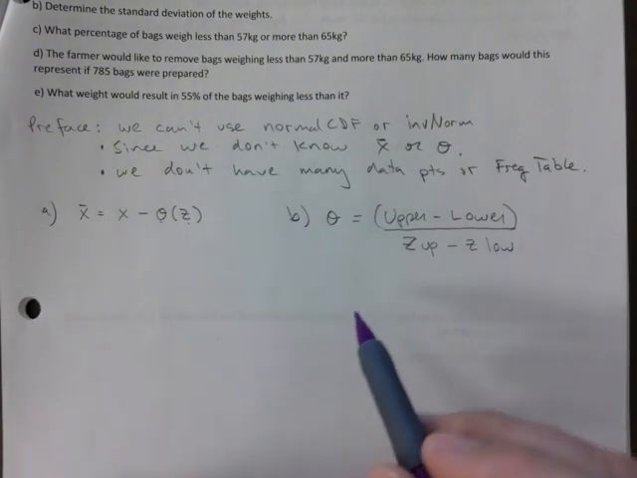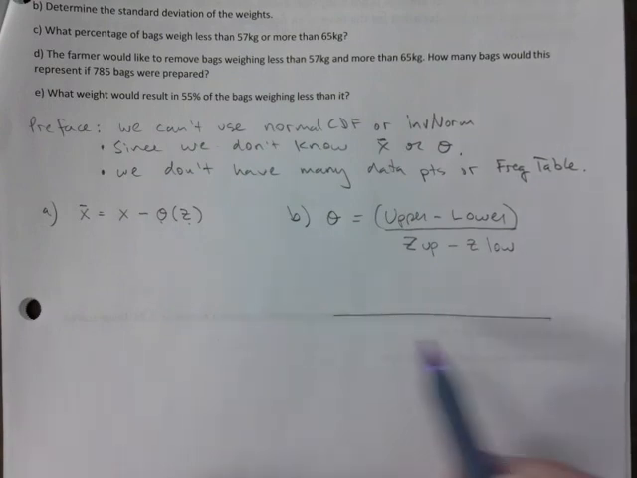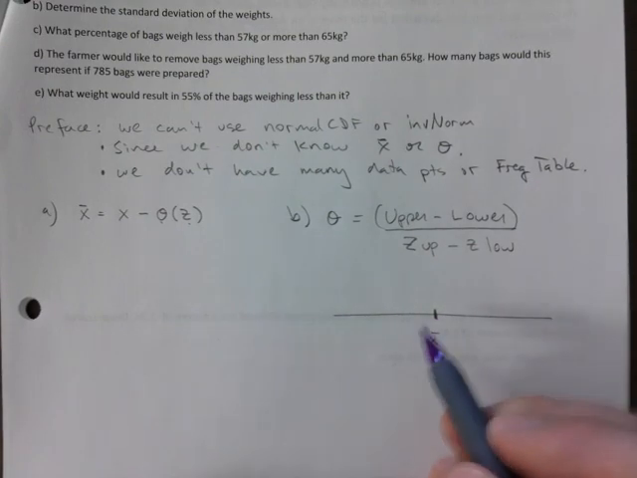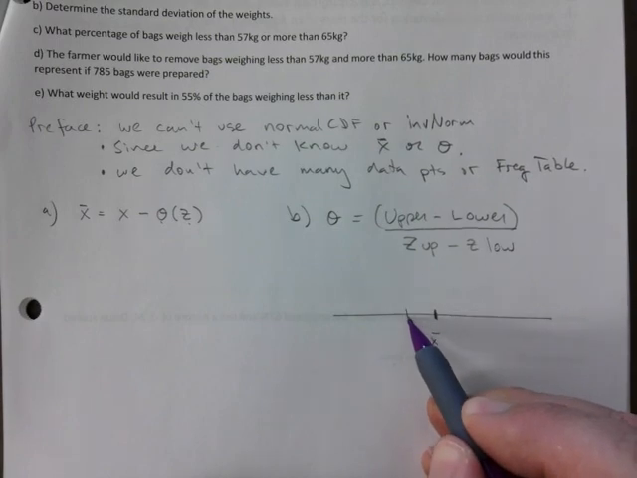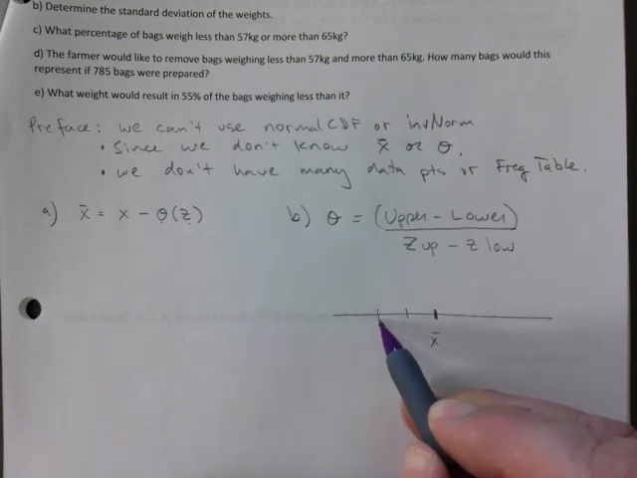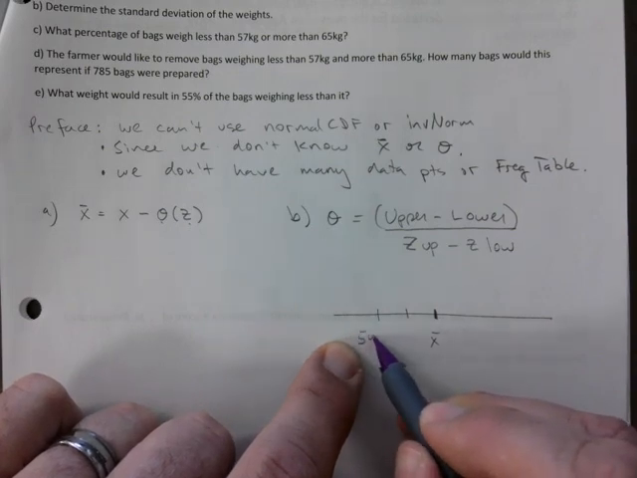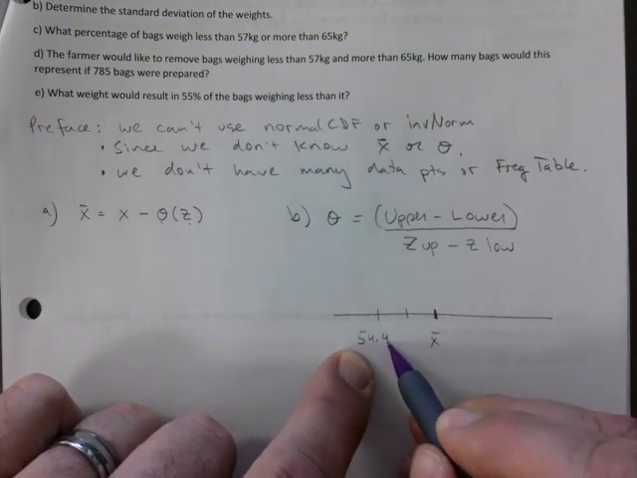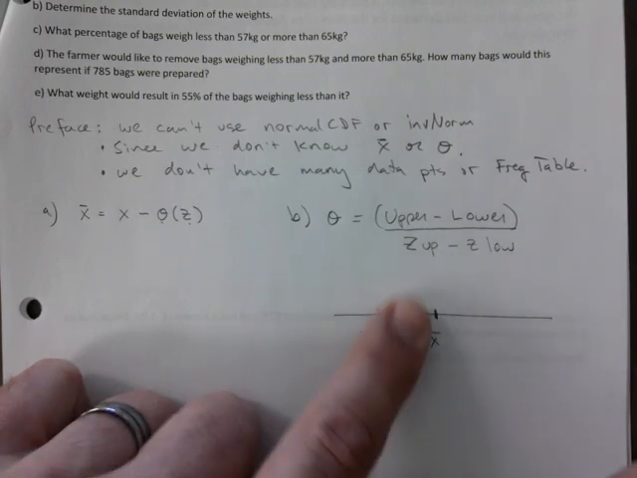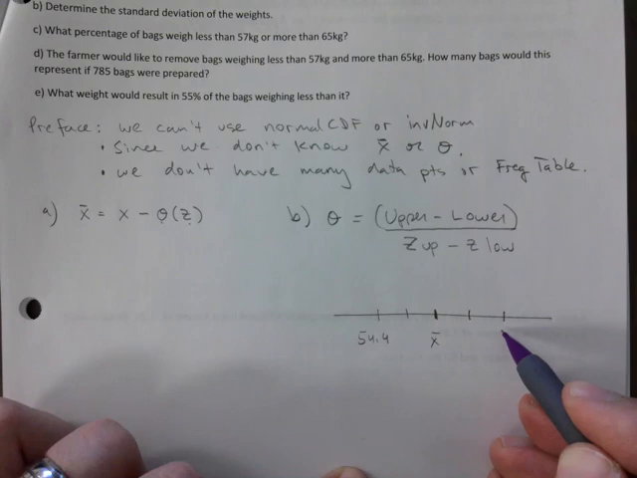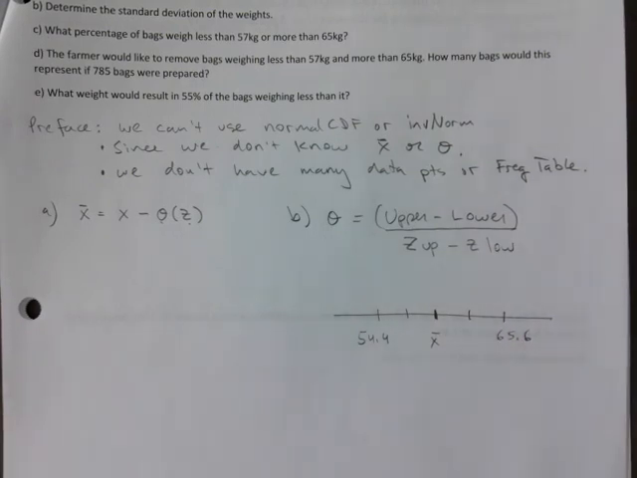I'm going to start here. Draw your curve. You've got the mean, and how many standard deviations to the left are we? We are 2 to the left. This is 54.4 kilograms. And then we are 2 to the right, which is the upper. That's where the 65.6 is located.